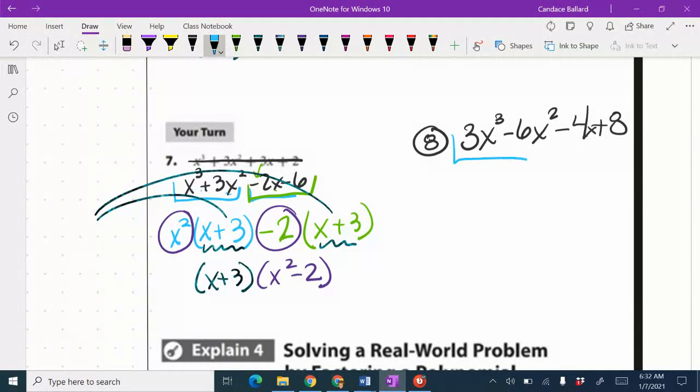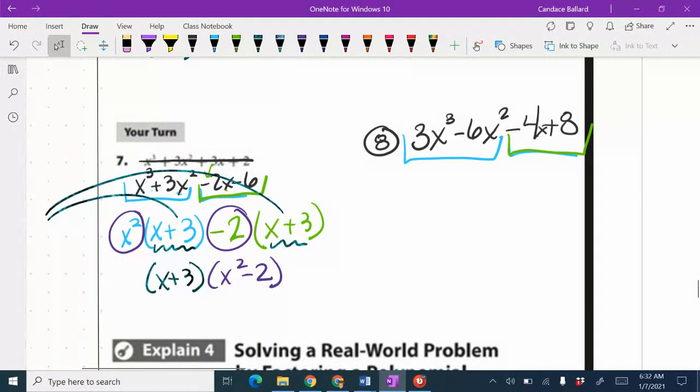So we're going to have the blue group and the green group. And so in that blue group, I'm looking for the greatest common factor. And this time it looks like it is 3x squared. And when I divide that out, 3x cubed divided by 3x squared, I'd be left with an x. -6x divided by 3x squared, I would be left with -2.